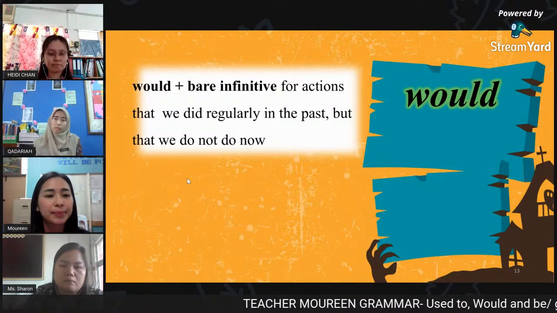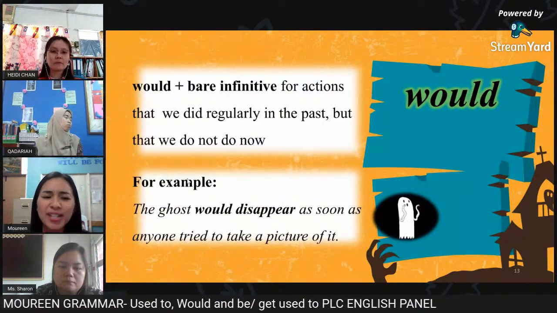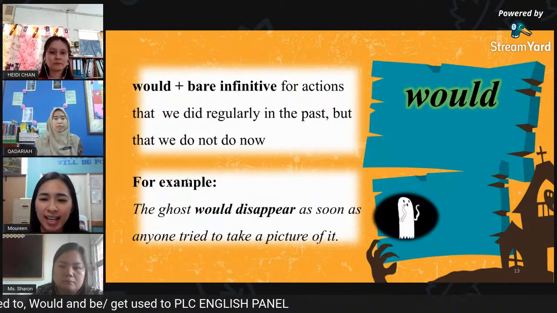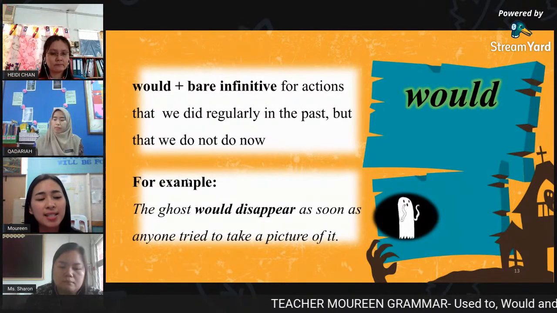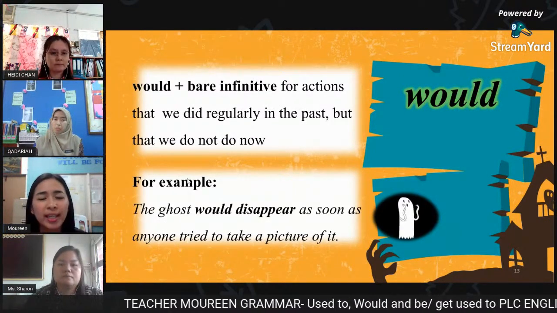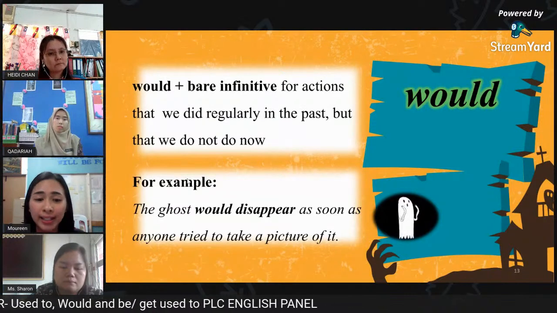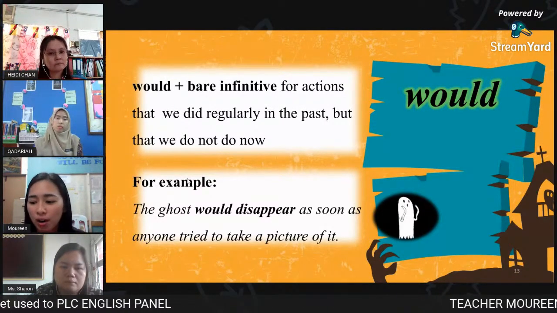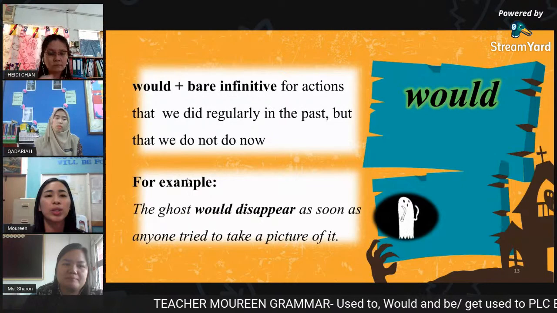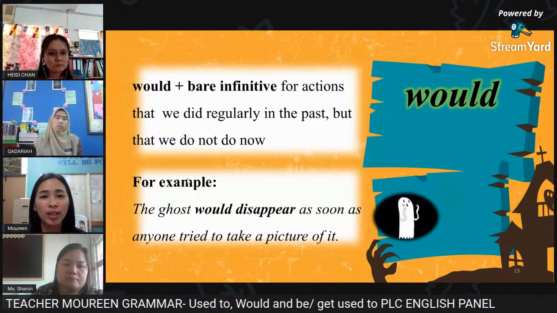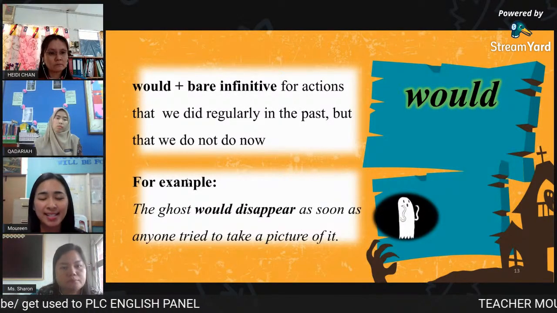Let's look at the example. For example, the ghost would disappear as soon as anyone tried to take a picture of it. So here you use would to describe actions that happened in the past. If you substitute would with used to, it is also correct. The ghost used to disappear as soon as anyone tried to take a picture of it. So that is how we can use would to talk about actions that we did regularly in the past and no longer do now. So would is simple, it's just a substitute for used to.